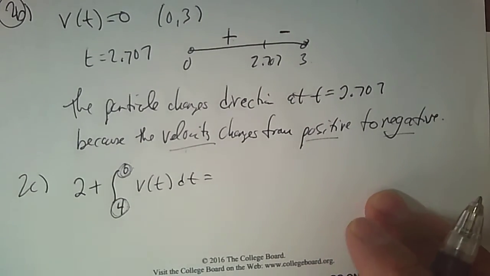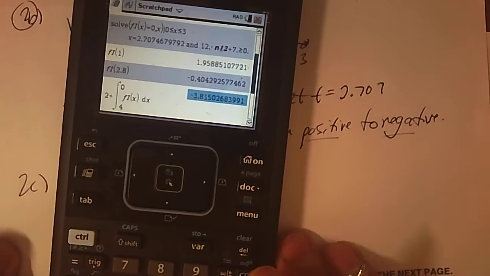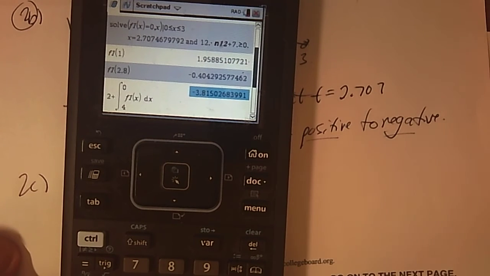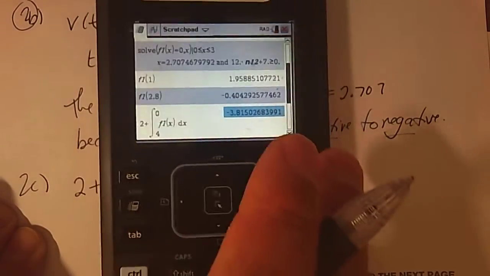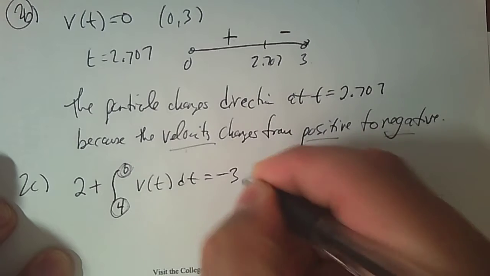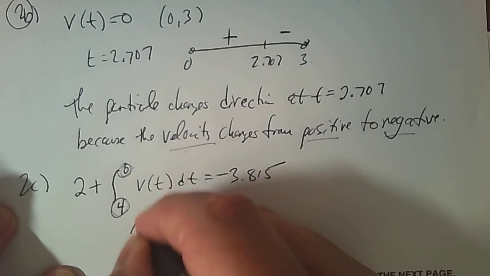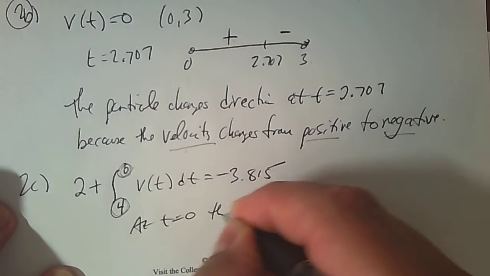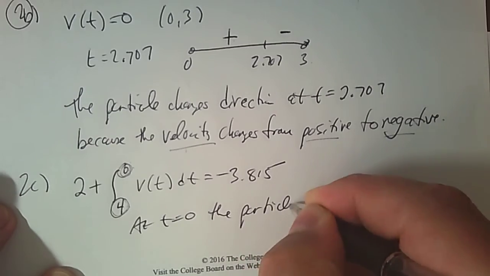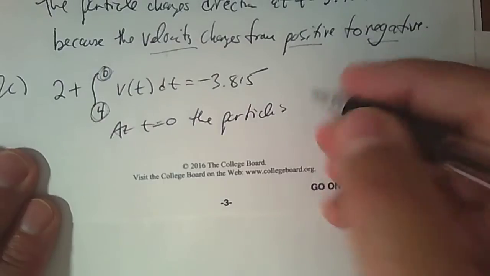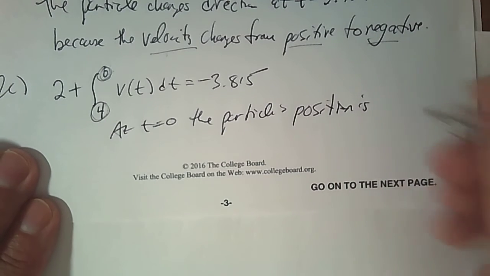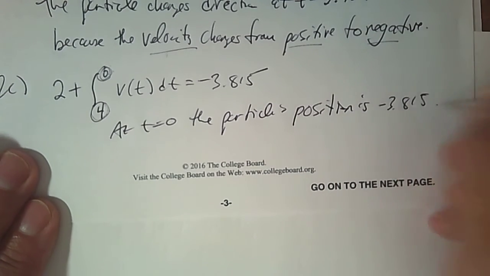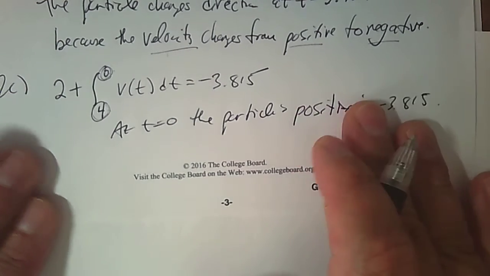I already did that. You can try and press pause. Type that in the same way I did and see if you get the same answer. So that answer is negative 3.815. So at t equals 0, the particle position is negative 3.815. Perfect. All right, one more question.